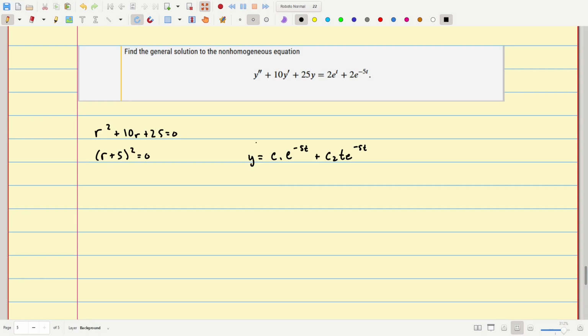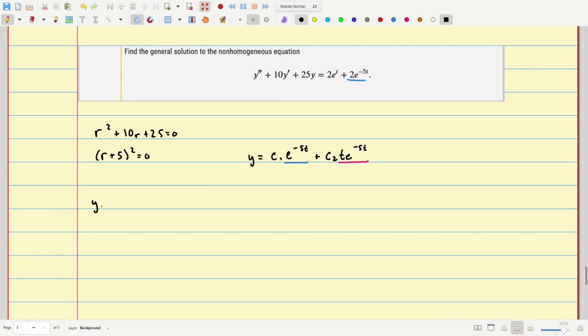Okay. Looking at this, one of the things that we'll notice is that one of our functions on the right hand side is linearly dependent upon our fundamental solution, and if I increase the power of t here for my guess, it will still be linearly dependent. So what I'm going to need to do is guess a function that has one more power of t, so it'll be t squared e to the negative 5t for that function.